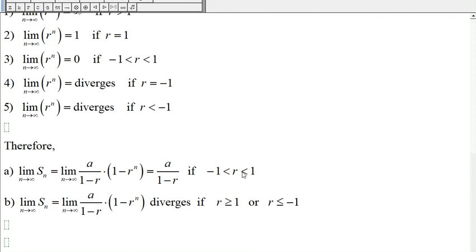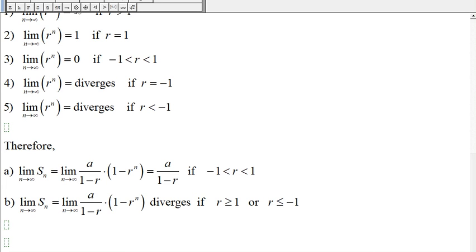And therefore, if r is between negative 1 and 1, the r to the n piece will go to 0. 1 minus 0 is 1, and what's left is just a divided by 1 minus r. Therefore, the geometric series converges to a divided by 1 minus r if r is between negative 1 and 1. And if r is outside of negative 1 and 1, then the geometric series diverges.